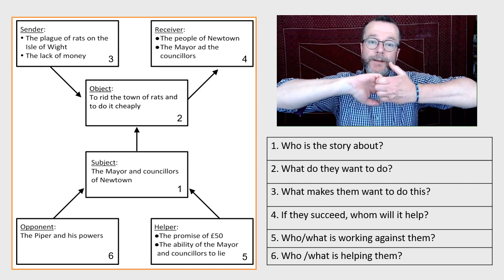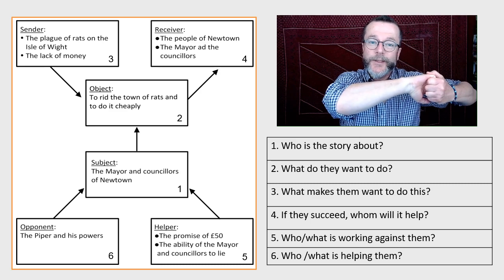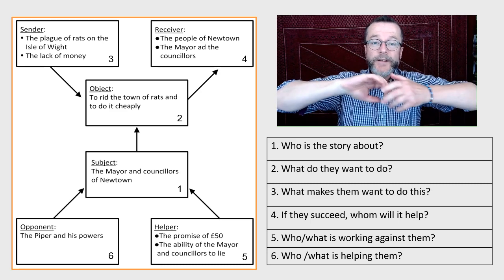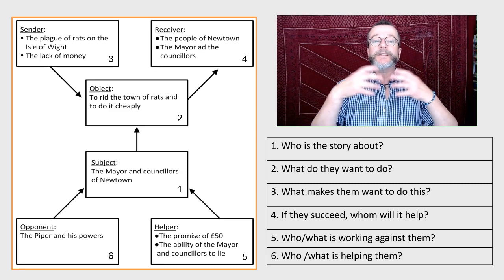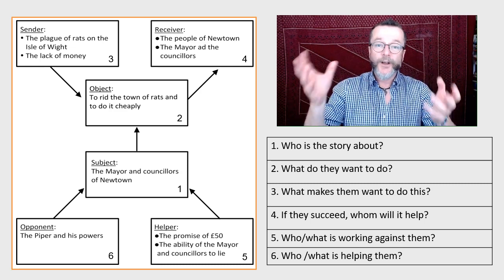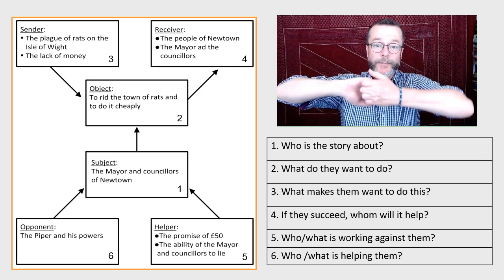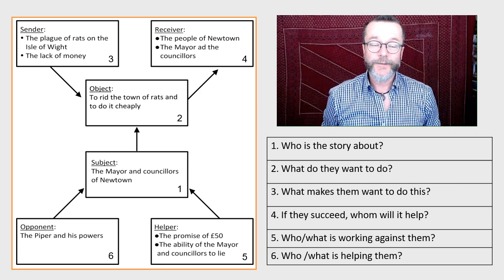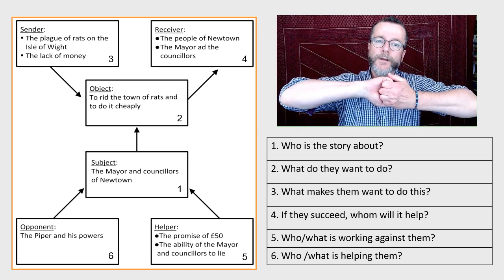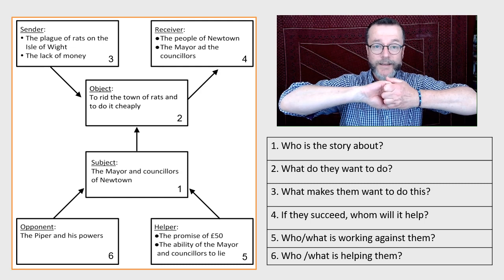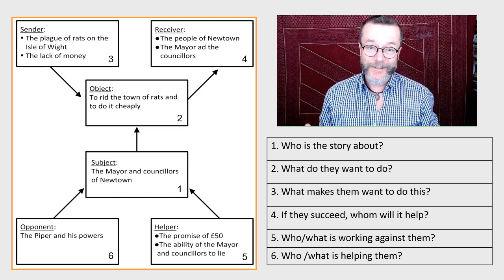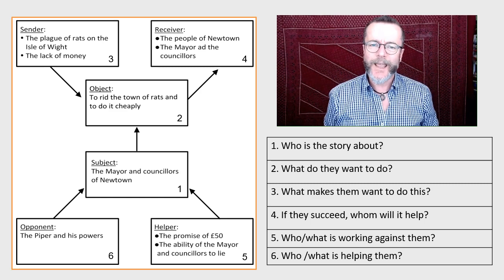If the helper is stronger than the opponent, the story has a happy ending for the subject. So if their ability to tell lies, their ability to just promise things and not deliver, if that is stronger than the powers of the piper, then it has a happy ending for the people of Newtown. If the powers of the piper are stronger, though, than the mayor and the councillors' lies, it pulls that way, and the story has a sad ending, which is what happens in this case.